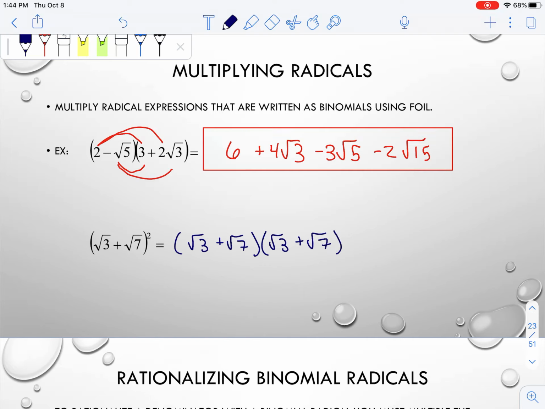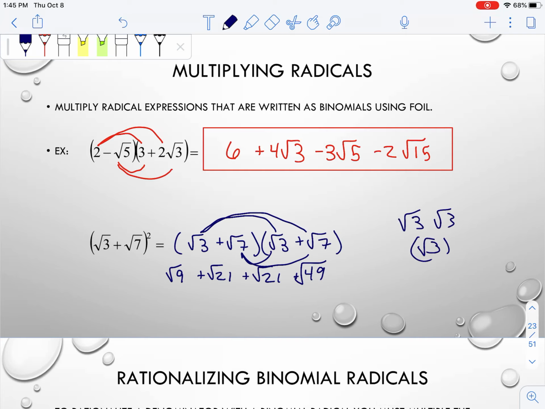And then we FOIL. So root 3 times root 3 is root 9. Root 3 times 7 is root 21. Root 7 times root 3, another root 21. And then root 7 times root 7 is root 49. Now I recognize some of you might be wondering why I said root 3 times root 3 is root 9. Root 3 times root 3 is root 3 squared. A square and a square root cancel, so a 3 is going to pop out. Some of you can do that in your head.